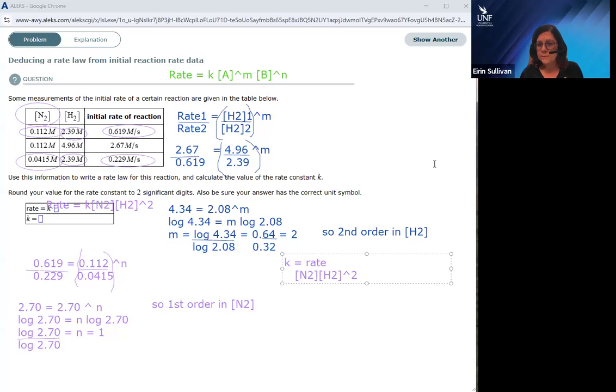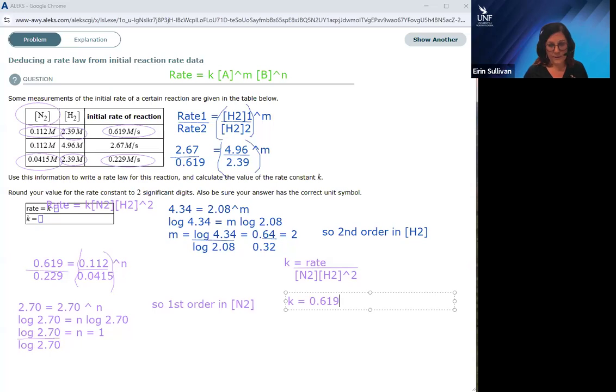Be careful when you do this because the units of k will depend on what the orders are in your reactants. It will actually change the units of k. It depends if you're first order in both reactants or first order in one, second order in the other. It'll make a difference, right? So let's substitute in then. So k is our rate. I'm going to just do experiment 1 because it's right there.